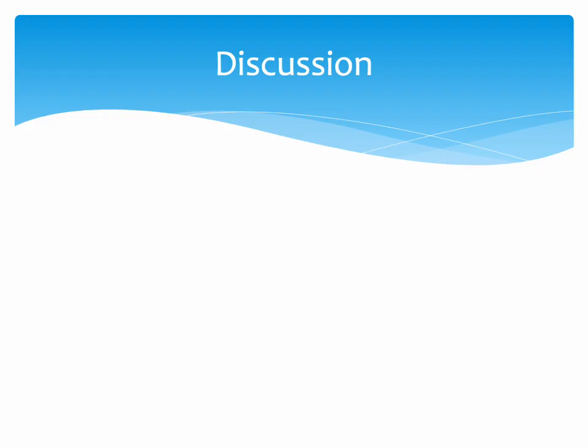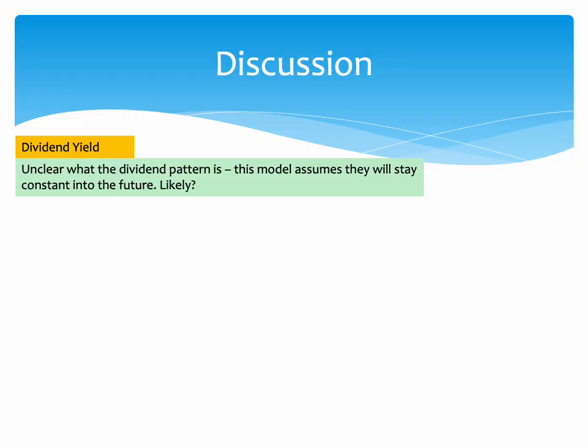Next, we have to think about our discussion points relating to the dividend yield valuation that we worked out earlier. There are a number of potential issues with using the dividend yield valuation. They're kind of similar to some of the other ones that we're going to talk about with the likes of the PE ratio further down the line. So things you could have mentioned in your answer. Don't forget, what we're assuming with the dividend yield is that the pattern of future dividends is going to stay relatively constant. It's unclear in this scenario what the dividend pattern is going to be.